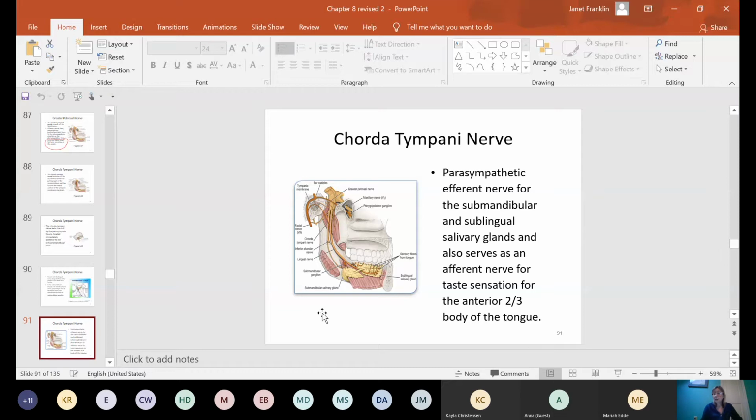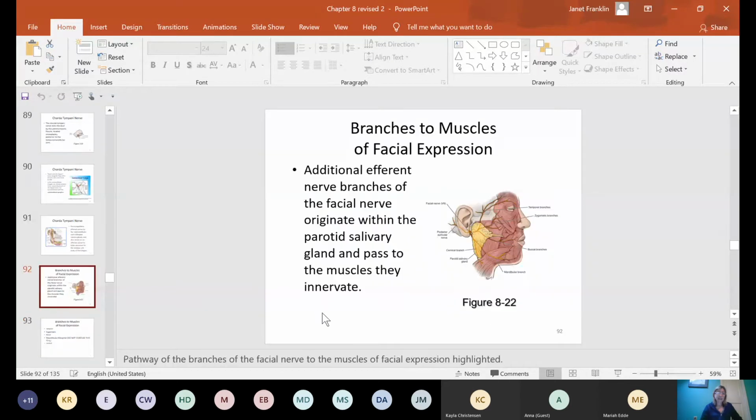The thing we need to know about the chorda tympani nerve is that it's an efferent nerve for the submandibular and sublingual salivary glands, and also serves as an afferent nerve for the taste sensation for the anterior 2/3 of the body of the tongue. Slide 91 is one that you should know. But this is also going to be on that chart that I gave you on Canvas. And it innervates the muscles of facial expression, which we already knew from the muscles.